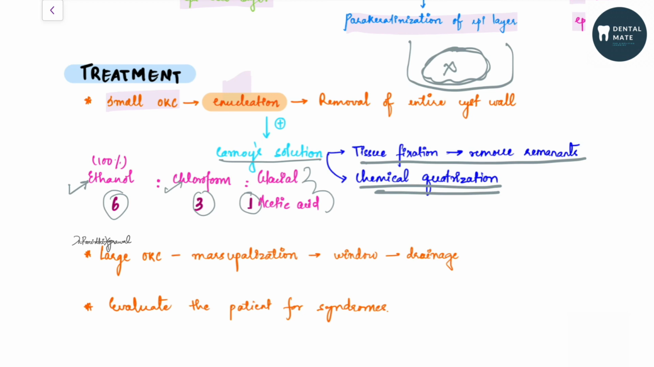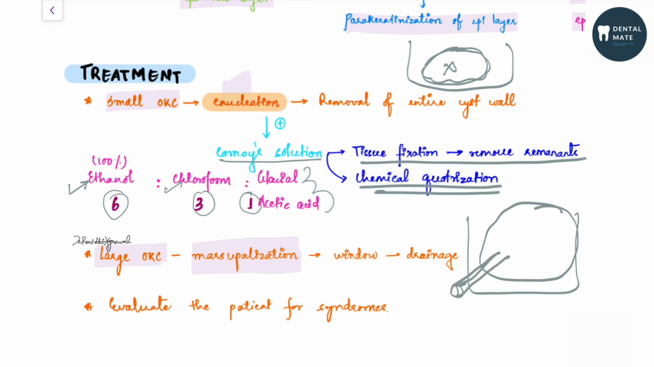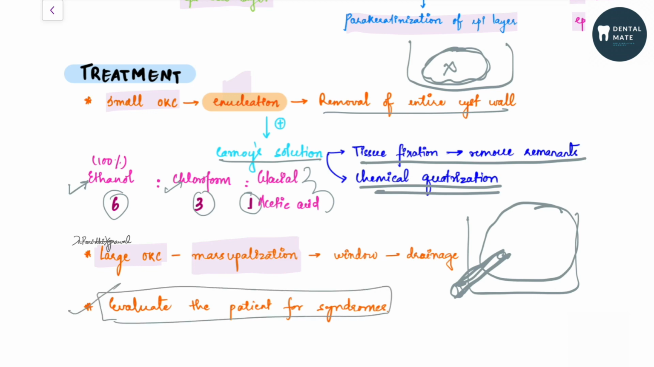Next, if the cyst is large, then marsupialization needs to be done. With marsupialization, we mean that a small window is created. So if this is the bone and it has a large cyst, then a small window is created, connecting a drainage tube to this area. When the cyst shrinks, then enucleation is performed and the entire cystic wall is removed. Along with this, we need to evaluate the patient for the associated syndromes in which OKC is seen. This also we'll be discussing in the coming videos.